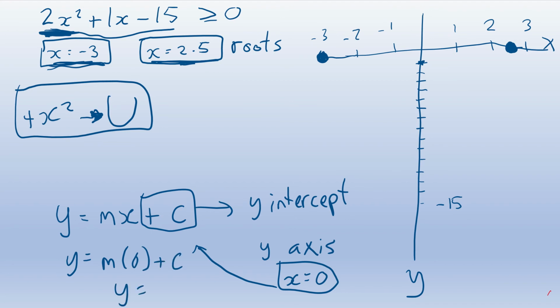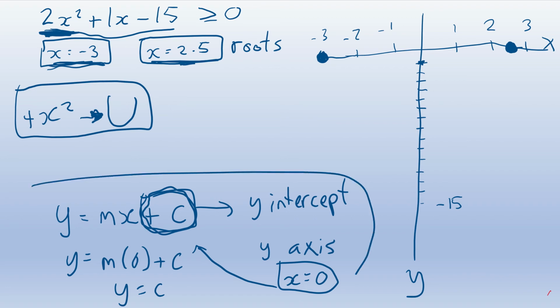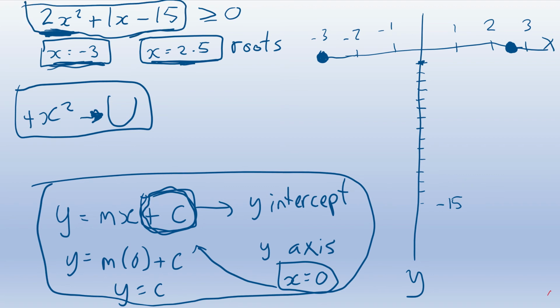I'd end up with y is equal to c. And that is the reason that your c, your constant, your number at the very end, is the point where your graph crosses the y-axis. Now, the same logic applies up here to my quadratic. If you can find a constant there, you can note that down as the y-intercept of your graph. And of course, that's your minus 15.